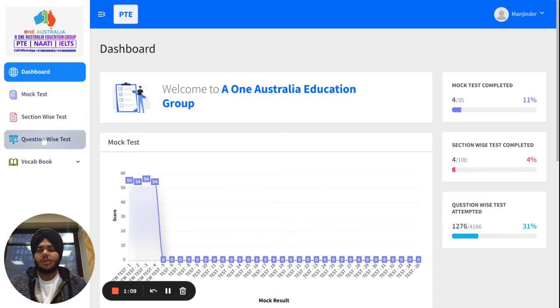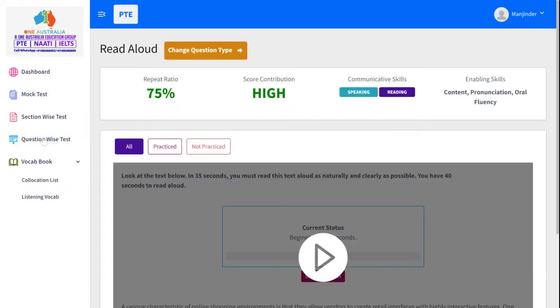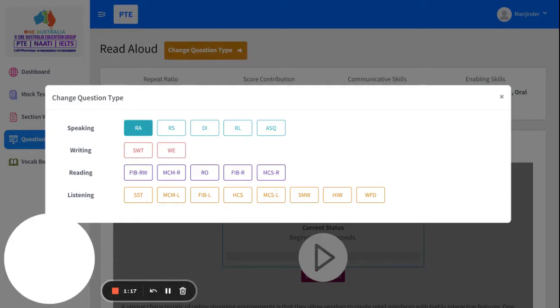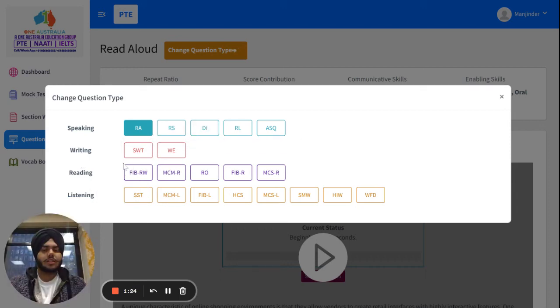This is our question wise test. When you click on change question type, you can see that you have the four modules: speaking, writing, reading, and listening, and you have got the tasks for each of the modules. For listening you have 8 tasks. Today we're going to do this one, and this one, and this one, and this one.